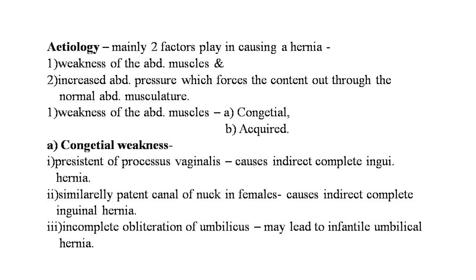Now the etiology. Mainly two factors play a role in causing a hernia: weakness of the abdominal muscles and increased abdominal pressure, which forces the content out through the normal abdominal musculature. Weakness of the abdominal muscles: one is congenital and second is acquired. Congenital weakness: persistent processus vaginalis causes indirect complete inguinal hernia. Similarly, patent canal of Nuck in females causes indirect complete inguinal hernia. And the third is incomplete obliteration of the umbilicus, which may lead to the infantile umbilical hernia.